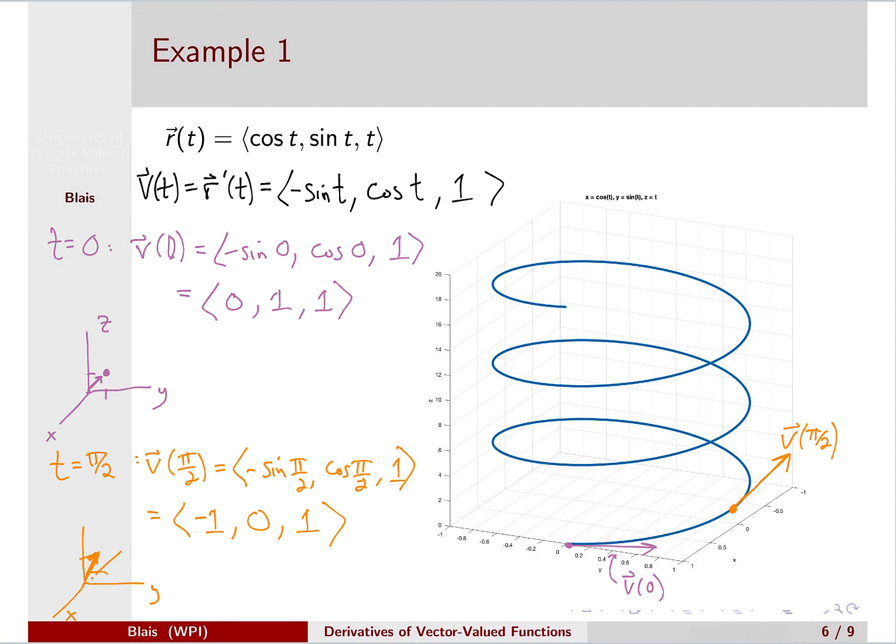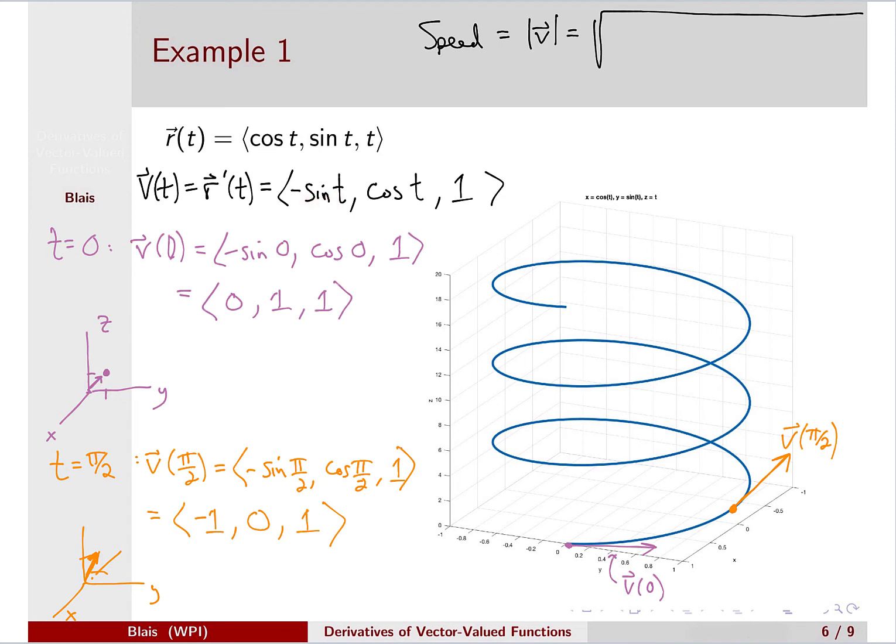And so we can see that these velocity vectors you see depicted here are showing us instantaneously what the direction of travel is for this particle that is moving around this helix. And again, the length of these give you the speed. And you can actually check what the speed is in this case. So the speed is the magnitude of the velocity vector.